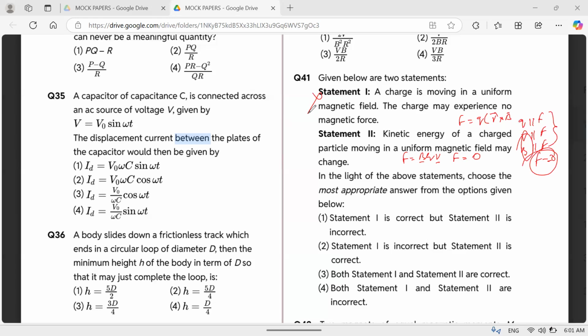Second one, kinetic energy of the charged particle moving in a uniform magnetic field may change. Is it true? See, magnetic force is perpendicular to the velocity. The speed does not change. Therefore, kinetic energy is also not changing. Whenever the charged particle is moving in the magnetic field, this is the velocity and this is the force. Angle between them is 90. So work done is equal to 0. If work done is equal to 0, there is no change in kinetic energy. It will always remain the same. If it is 0, it will be 0. If it is 10, it will always be 10. Clear?